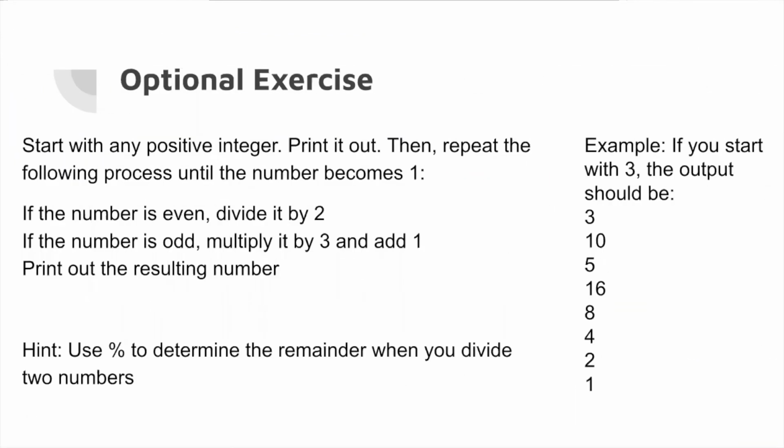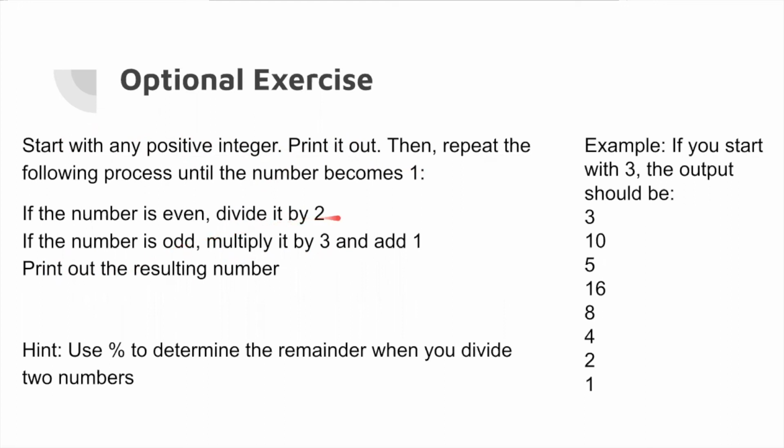Here's an optional exercise. So start with any positive integer, print it out, then repeat the following process until the number becomes 1. If the number is even, divide it by 2. If the number is odd, multiply it by 3 and add 1, and print out the resulting number.